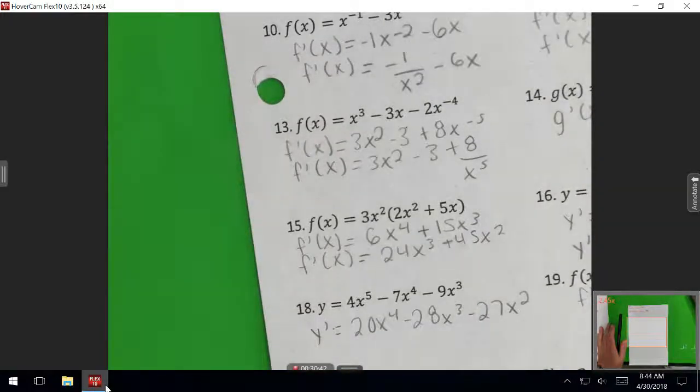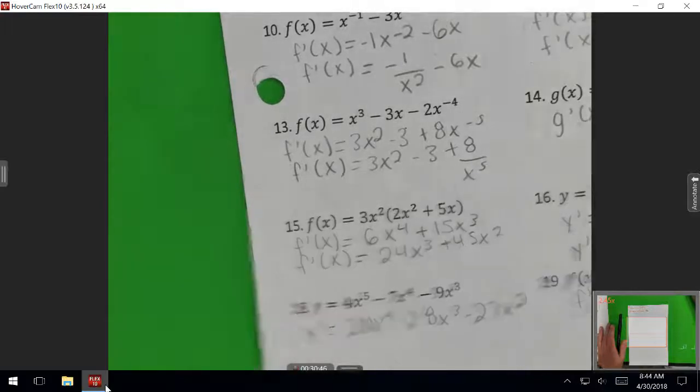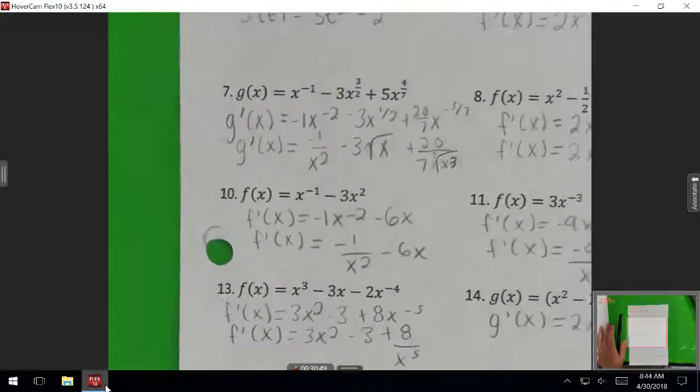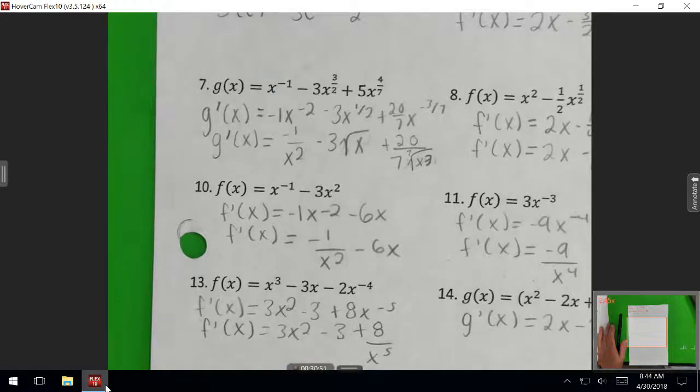Now, at any point you don't understand one of these, say, Miss Fisher, can you go over that one again? Do that, it's fine. Okay, you put it down on number 7. Here you go. So I did -1 times 1 in front of x, and I got -1x. And I subtracted 1 to get -2, and then 3/2 times a -3.